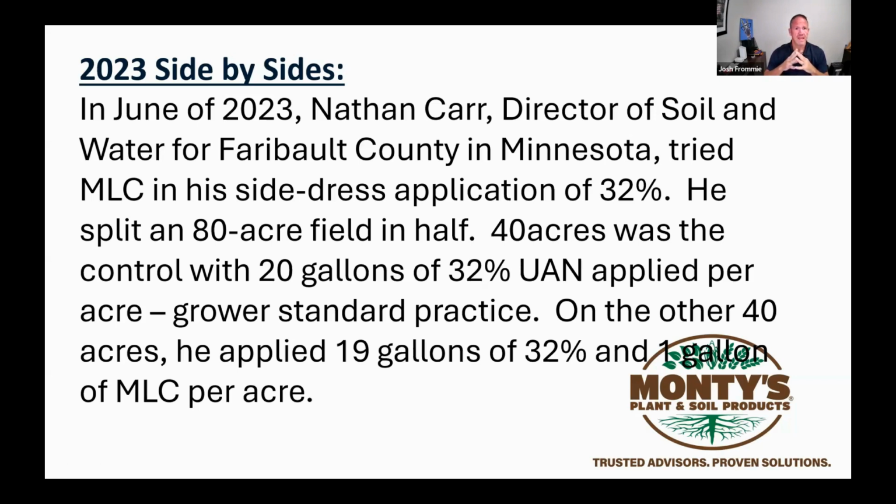He also split an 80-acre field in half. 40 acres was the control with 20 gallons of 32% side dress applied per acre. That was his standard practice. On the other 40 acres, he applied 19 gallons of 32% and 1 gallon of MLC. So he did drop one gallon of the nitrogen to help support the cost of the MLC.